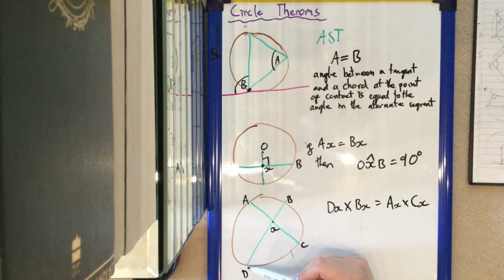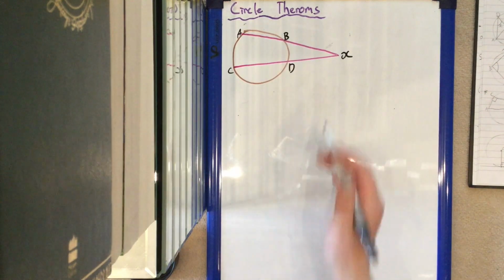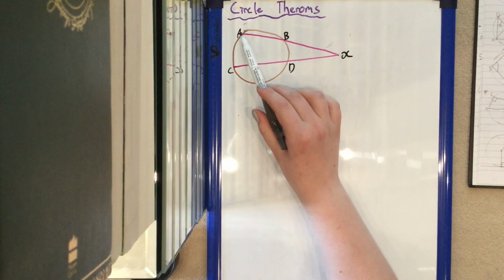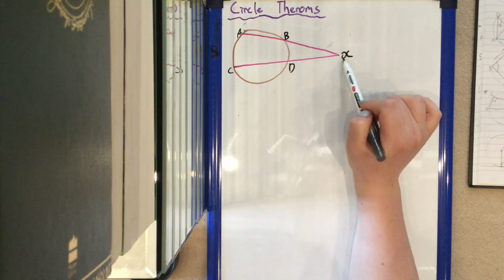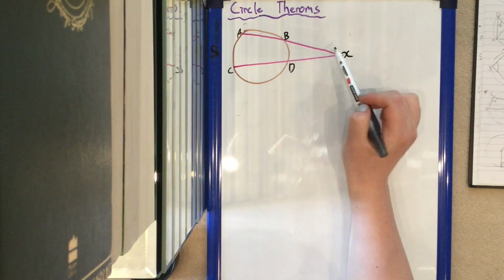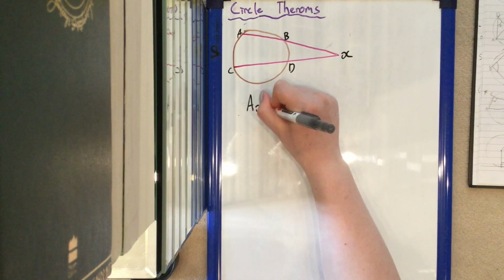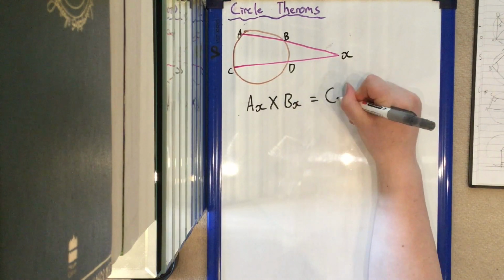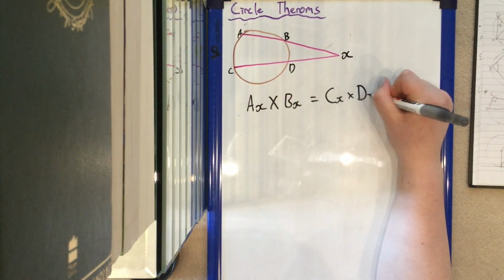The products of the distances between the edge of the circle and the point of intersection are the same for both chords. Similarly to the last one, when you have lines intersecting the circle in two places, the result of the long distance multiplied by the short distance is the same for both of these. Written out, that means that AX times BX equals CX times DX.